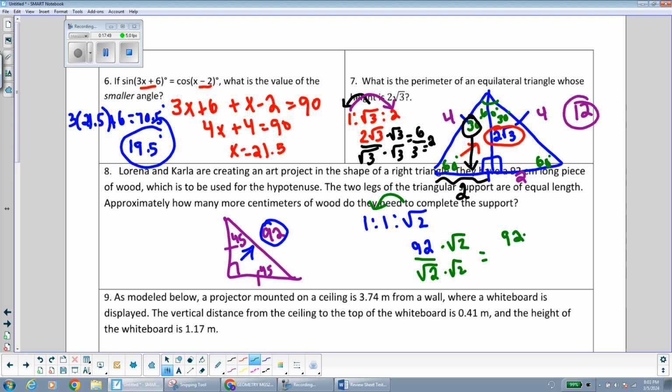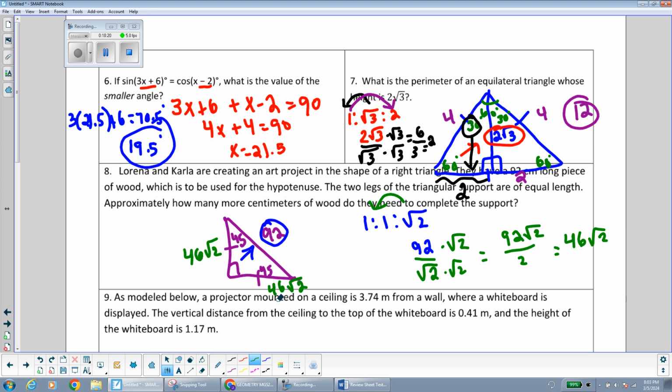And here I have 92 radical 2 over 2. I can divide 92 and 2. They go evenly. So what I have is 46 radical 2. So that's the length of each of the sides. So Lorena and Carla already have this 92, but they need this and this.